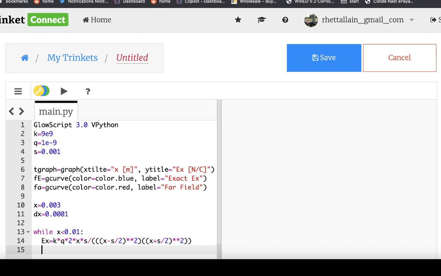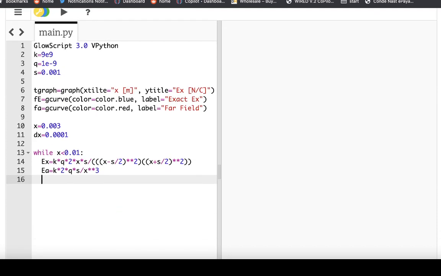And that's it. And then I'm going to calculate the approximation. EA is going to be equal to K times 2 times Q times S divided by X cubed. Now I'm going to plot them. So FE dot plot, the X position coordinate is going to be X, the Y coordinate is going to be EX. FA dot plot, X, EA, and then I need to increase X. X equals X plus DX, right? Because I need to move over a little bit. And I think that might be it.